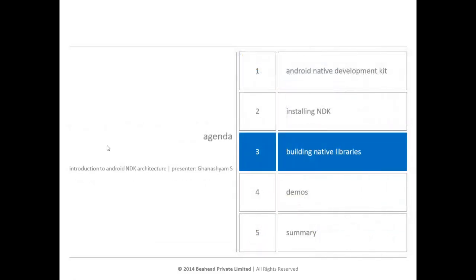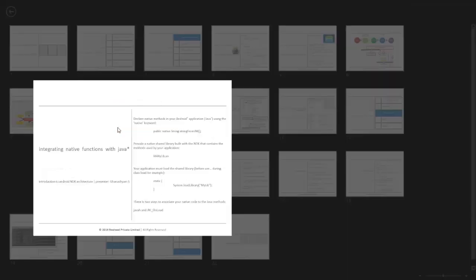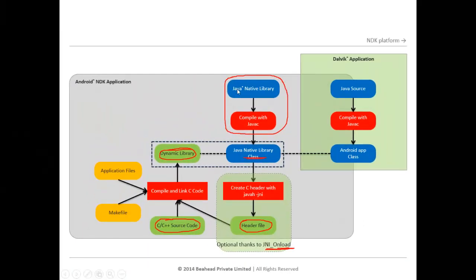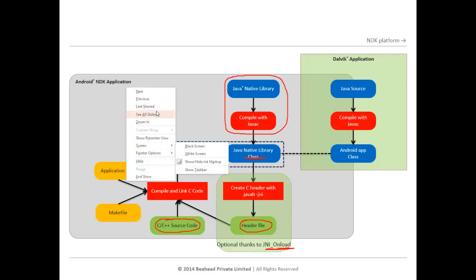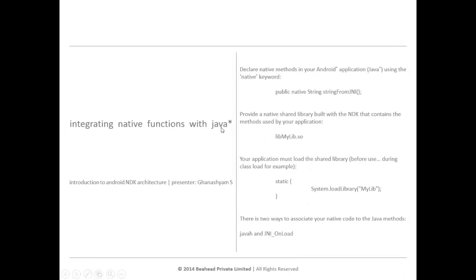Now let's see how to build the native libraries. As I was talking about in the NDK platform slide, the first thing we need to do is create a Java native library class and then compile it. When creating the Java library, we need to declare the native methods using the keyword native. Another thing we need to do is load the shared library in the application. This can be done during the class load using this block of code. It should be encapsulated under static. We have to use System.loadLibrary and the file name.